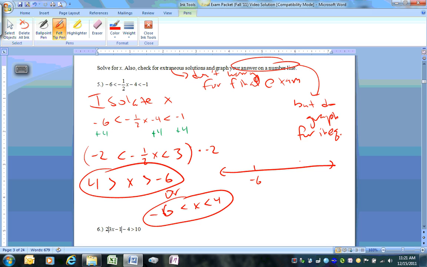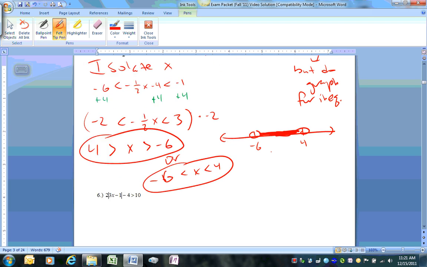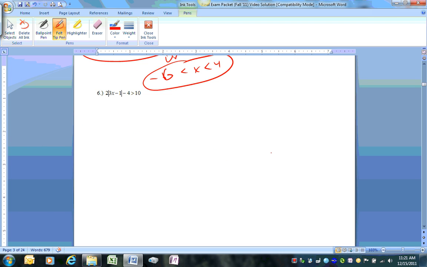And they're very simple. Here you have a number line. Make them open. Shade in between.